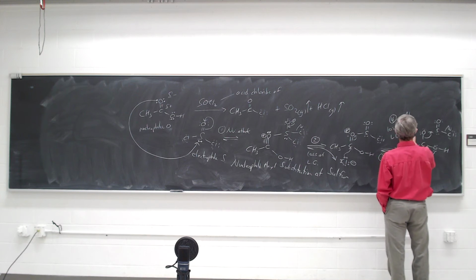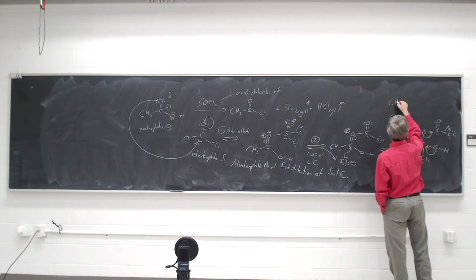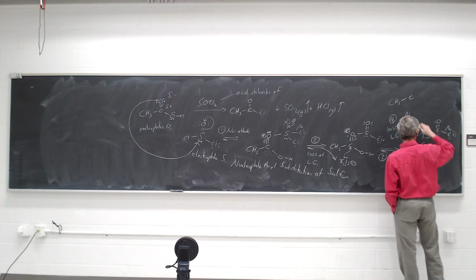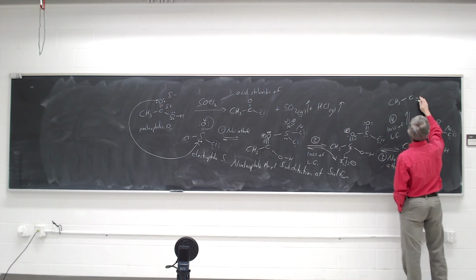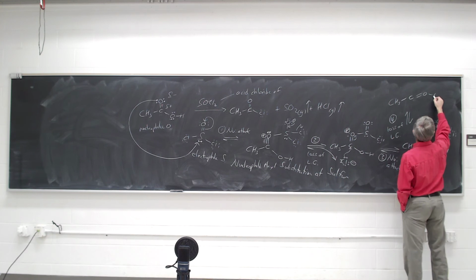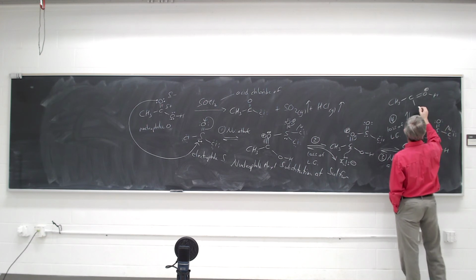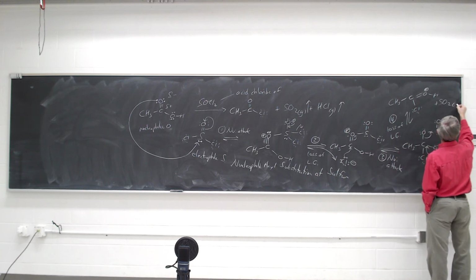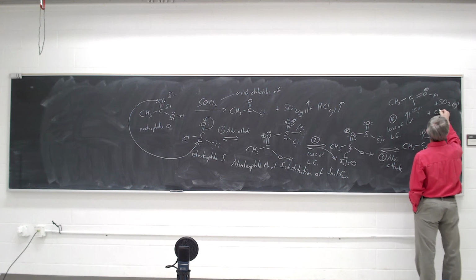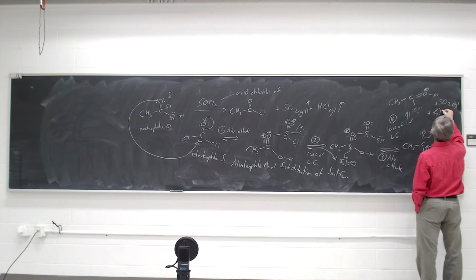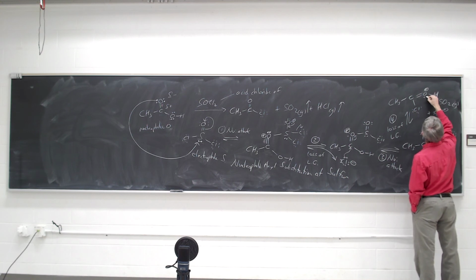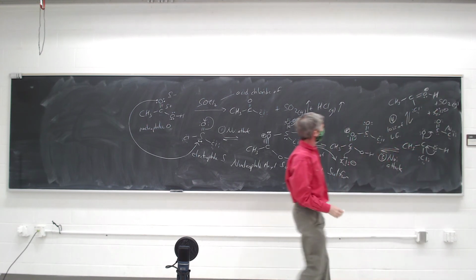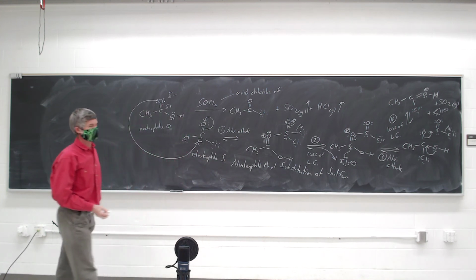So we're doing another nucleophilic acyl substitution effectively, but we're now doing it, and that's where the SO2 gas comes from. And we've got chloride ion. And we've got the protonated form of our acid chloride.